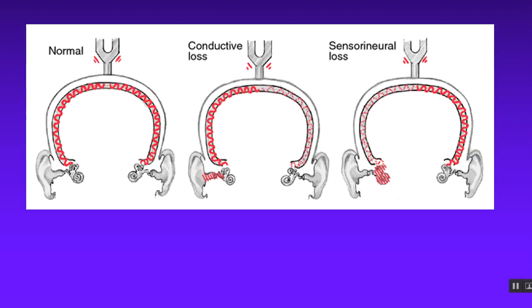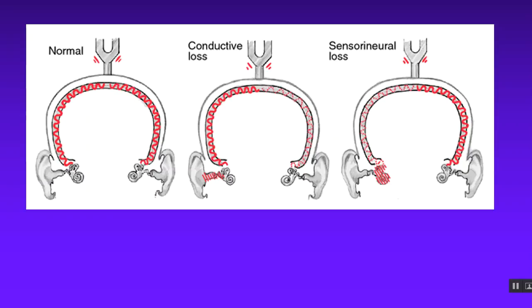If it's a conductive loss, you'll start to notice the sound greater on the same side as the conduction loss, because when you have a conductive loss, you no longer have any interfering outside noise. So you hear vibration more on the side that has the conductive loss. You blocked sound waves from getting in, but your cochlea and nerve are okay. And so you'll perceive that the sound is coming more from one side.